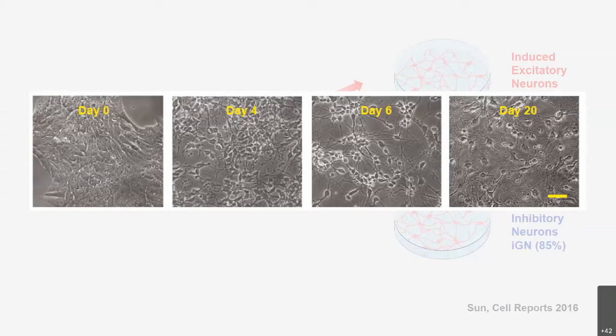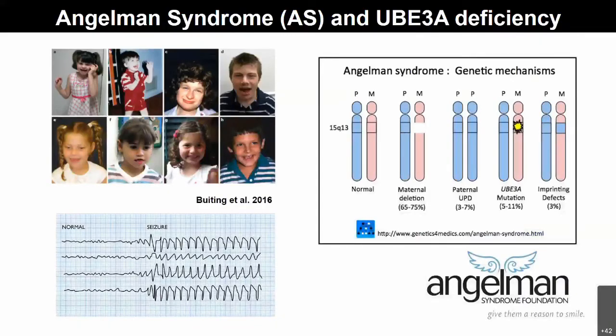So that leads to the second story, a quick one I want to talk about, which is Angelman syndrome. Angelman syndrome is a very rare childhood neurodevelopmental disorder. We chose it primarily because it's monogenic, so we know the genetics very well. That is the UBE3A deficiency.